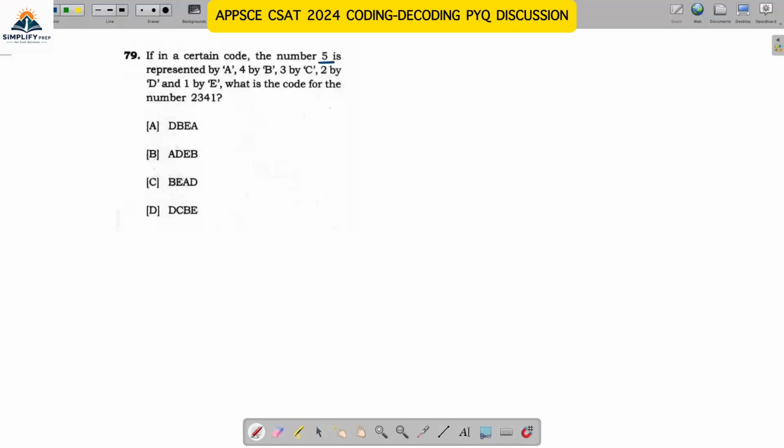What the question is saying is that 5 is represented by A, 4 by B. It is given directly. Now you have to tell what 2 3 4 1 is. So look at it: 2 is represented by D, so D. 3 is represented by C, and then 4 is represented by B, and 1 is represented by E. So this is the option. Even without using the pen you can solve this question.